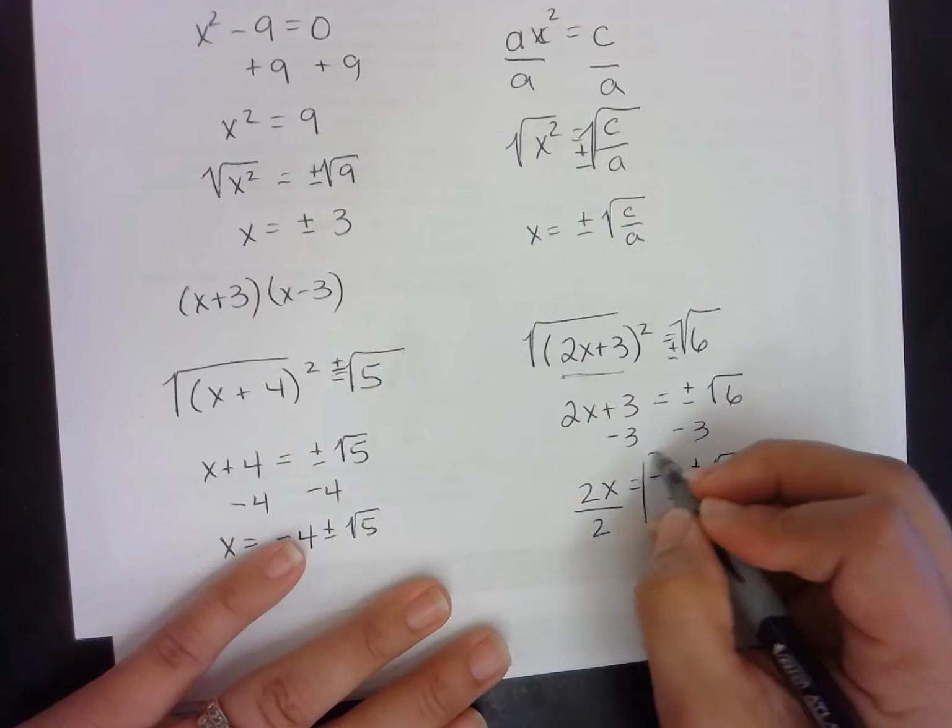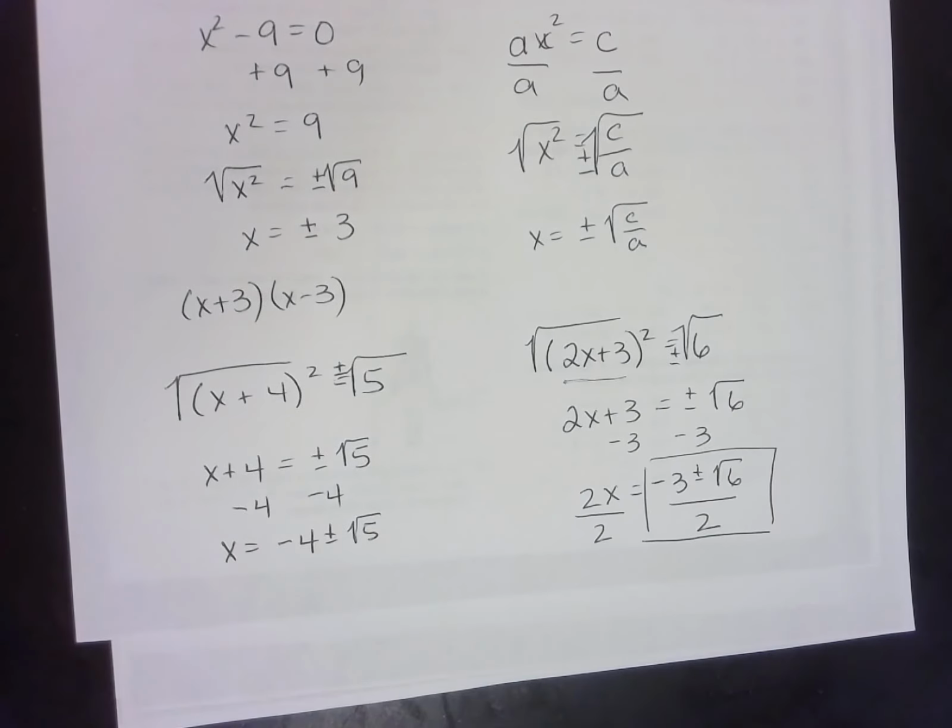I actually get two solutions here: negative 3 plus radical 6 divided by 2, and negative 3 minus radical 6 over 2. I also got two solutions over here as well: negative 4 plus radical 5 and negative 4 minus radical 5.